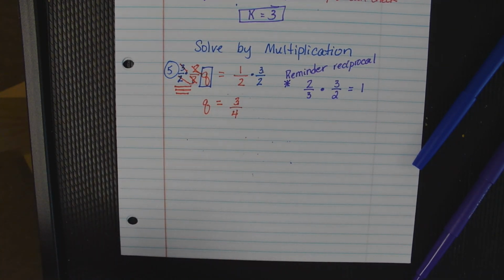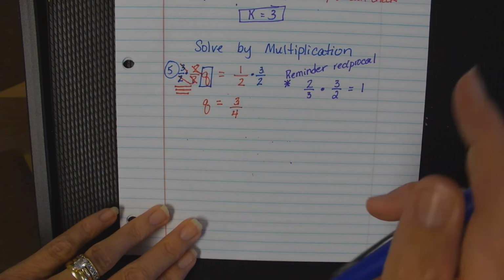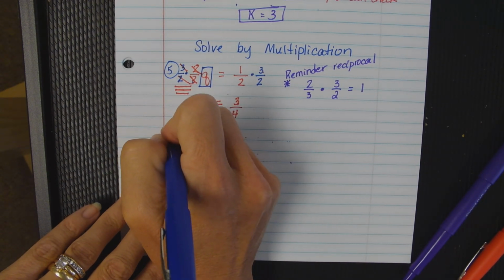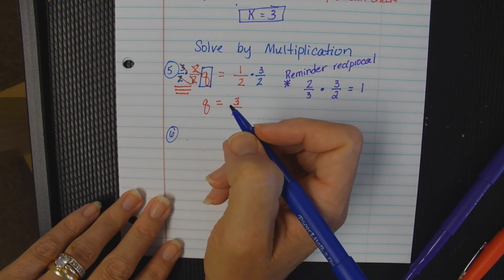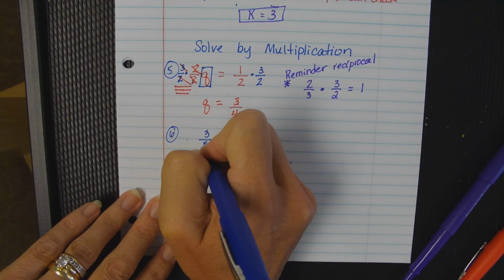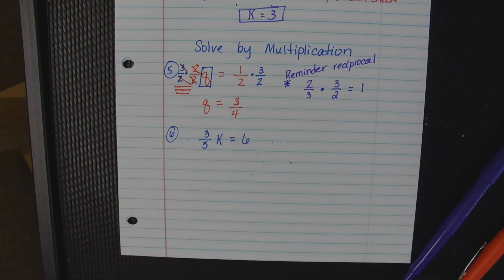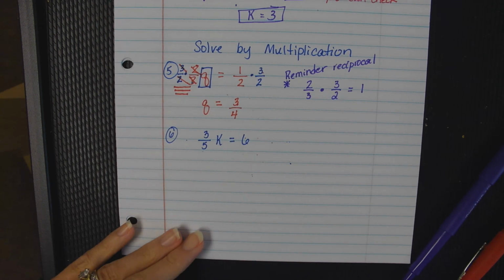Okay, let's do this. I'm going to give you some classwork here shortly. Practice using the fractions on your calculator. If you don't remember, come see me and I'll show you. Okay. So let's do one by yourself. Number 6. All right, here we go. 3/5 K equals 6. What is your variable? What do you need to move?